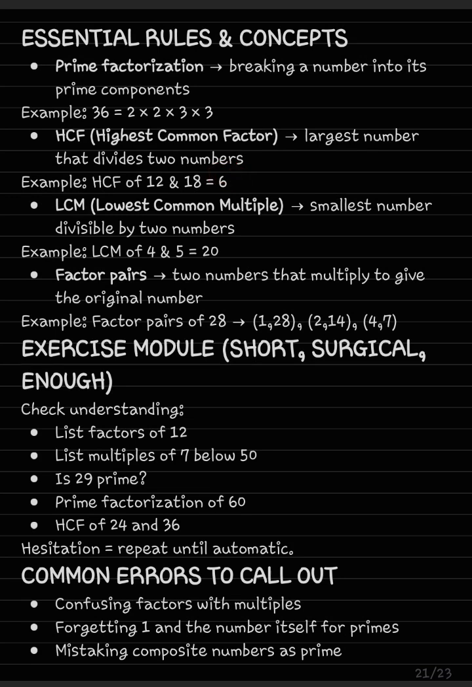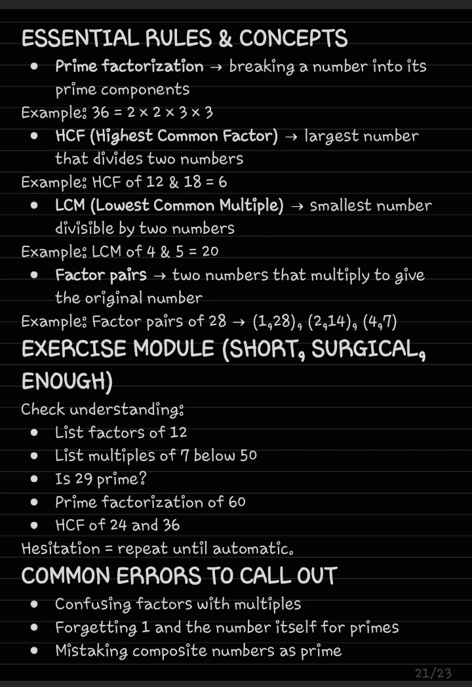LCM, lowest common multiple. The LCM is the smallest positive number that is a multiple of two or more given numbers. Example, for the numbers 4 and 5, the multiples of 4 are 4, 8, 12, 16, 20, 24. The multiples of 5 are 5, 10, 15, 20, 25. The smallest number common to both lists is 20. So, the LCM of 4 and 5 is 20.